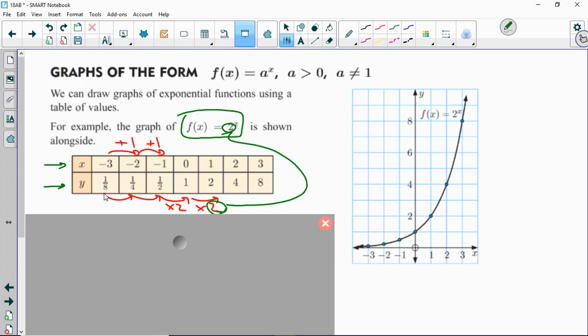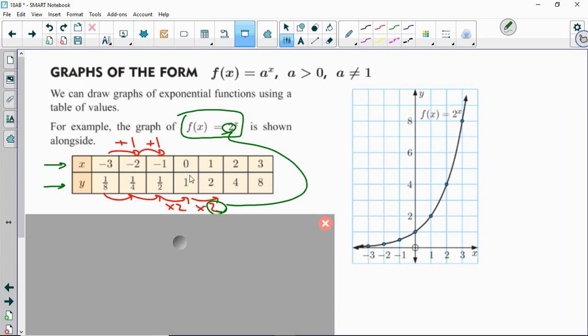Think back to linear functions. How did their tables change? They increased by the same amount, but it was by addition, or they decreased by subtraction. Here, we're going to deal with multiplication or division. Okay? Now, some things to notice about that graph.